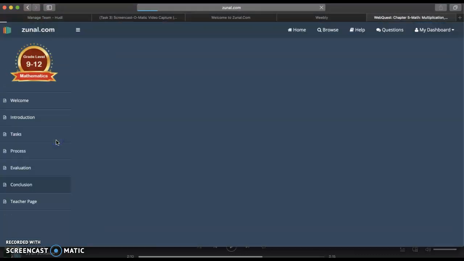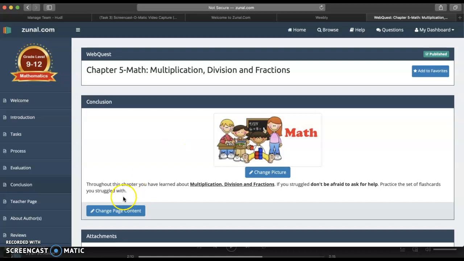The conclusion here: throughout this chapter, you've learned multiplication, division, and fractions. If you've struggled, don't be afraid to ask for help. Practice the set of flashcards you struggled with.